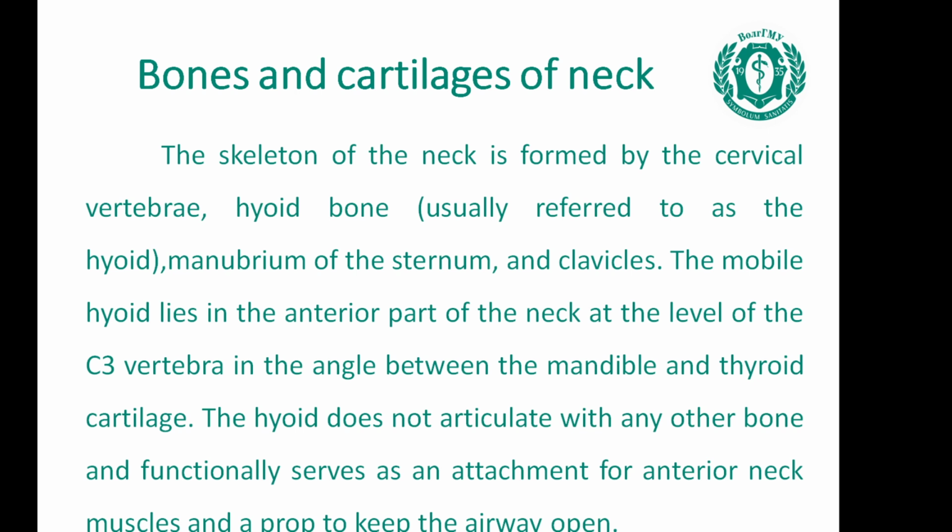The skeleton of the neck is formed by the cervical vertebra, hyoid bone, usually referred to as the hyoid, manubrium of the sternum, and clavicles. The mobile hyoid lies in the anterior part of the neck at the level of the third cervical vertebra, in the angle between the mandible and thyroid cartilage. The hyoid does not articulate with any other bone and functionally serves as an attachment for the anterior neck muscles and a probe to keep the airway open.